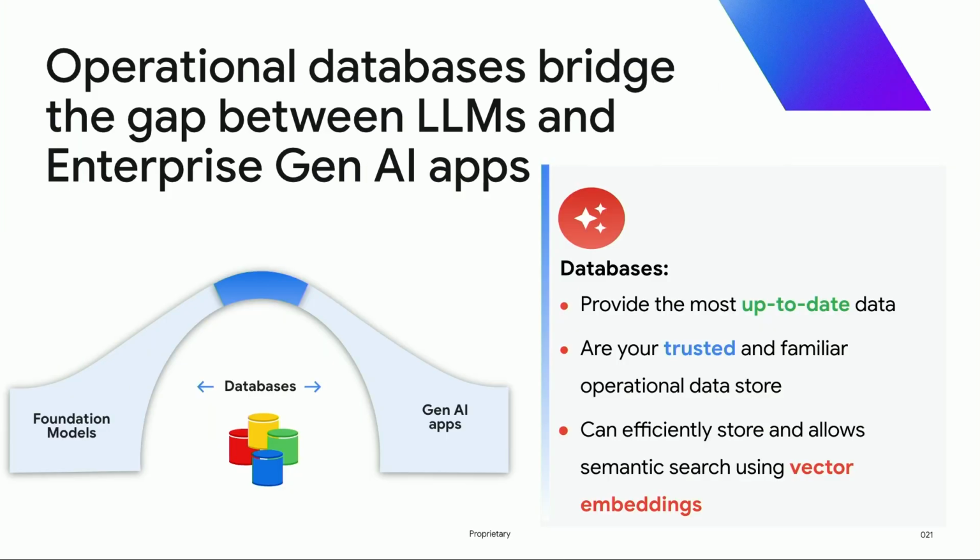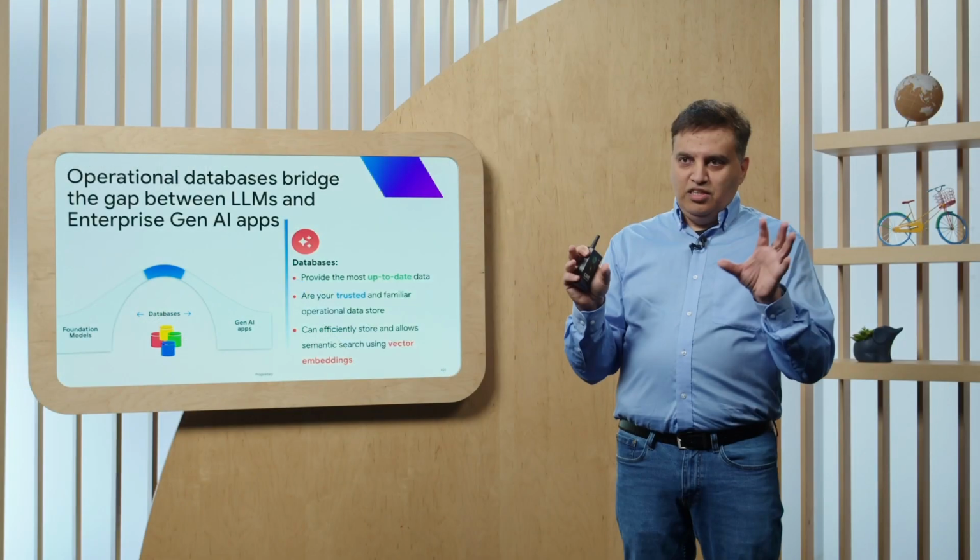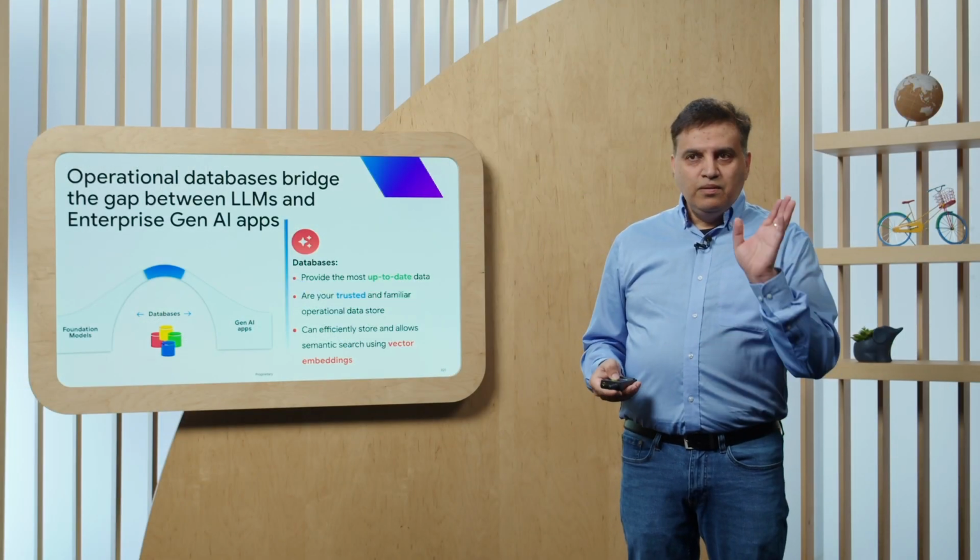So how do we bridge between these two? There are LLMs or foundation models, and we have this need for GenAI. This is where the operational database comes into the picture to bridge the gap. The operational database has the latest data and is trusted, and you have been using operational databases all the time. And vector embeddings are what stitch all these things together.